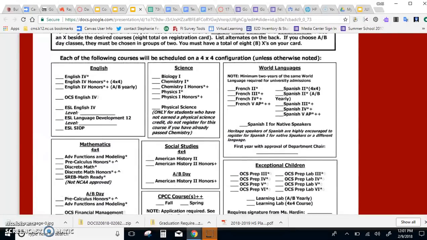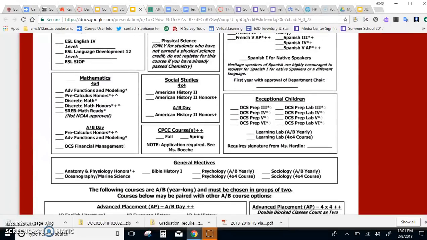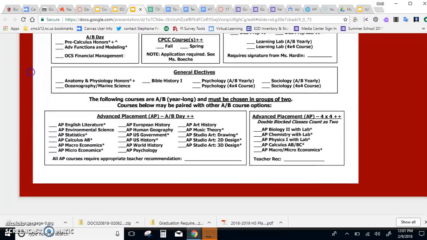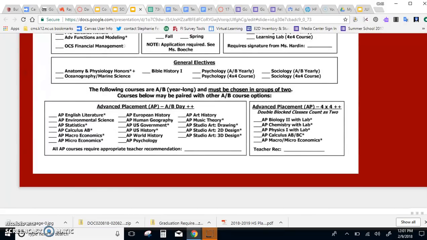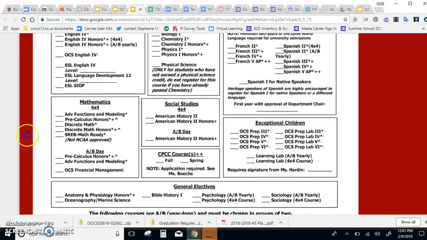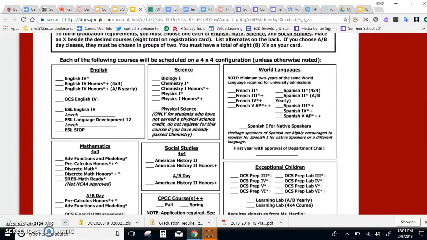Next, let's look at Social Studies. You'll see American History 2 offered as a 4x4 course and an A Day B Day course, as well as many A Day B Day AP Social Studies courses. Next, let's look at World Language. All world languages, including AP, with the exception of Spanish 2, will be offered on the 4x4 configuration.